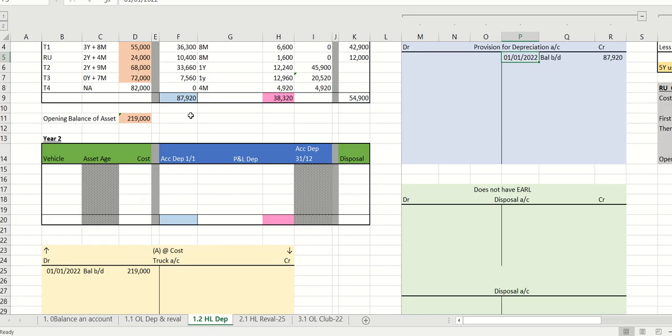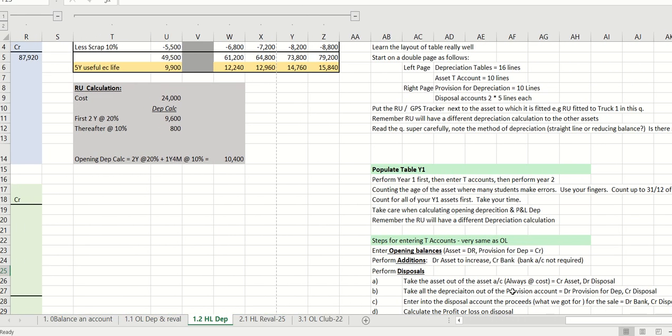Enter opening balances. Perform additions. So on the 1st of the 9th, we bought truck 4, and I think it was a trade-in allowance actually, so I might be saying bank trade-in. And then we got rid of truck 1 and the RU. We're going to do the disposal for truck 1 and the RU.